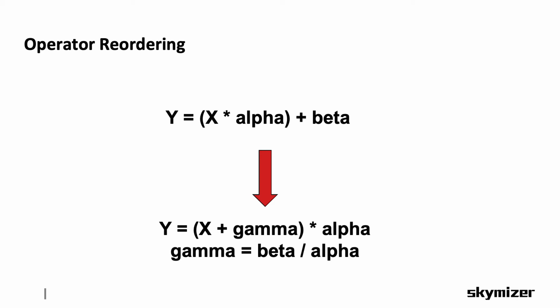Let's look at the reordering details. The basic idea behind the optimization is as follows. The original equation does a multiplication first and then followed by an addition. With proper mathematical transformation, we can do the other way around. Do the addition first and then followed by a multiplication. Note that we need to adjust the constant carefully, such that the result will remain the same.